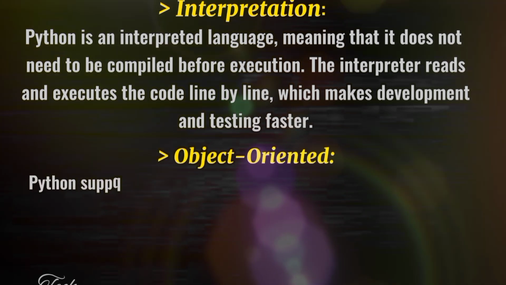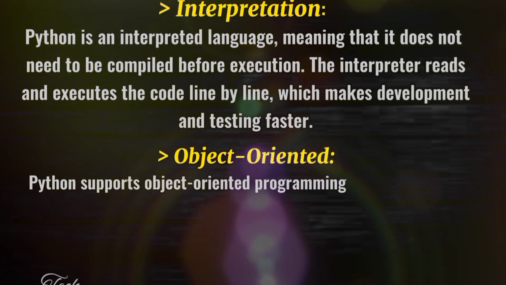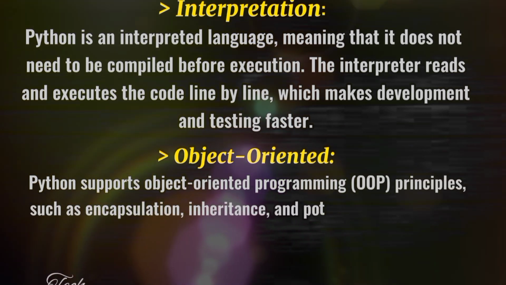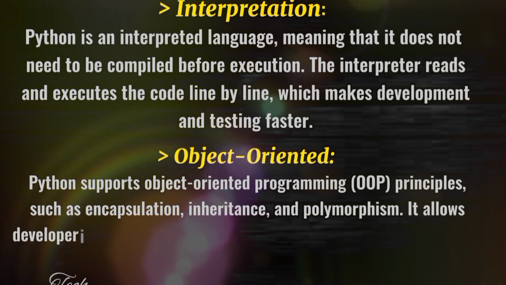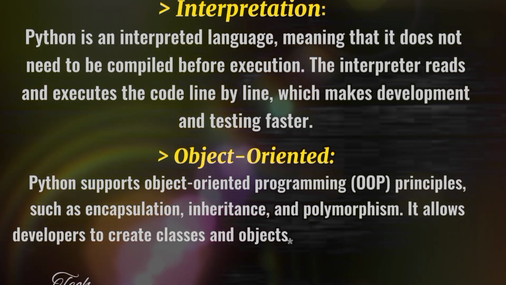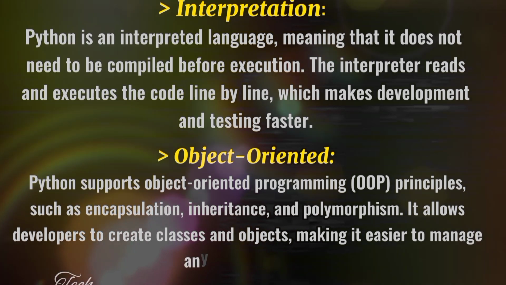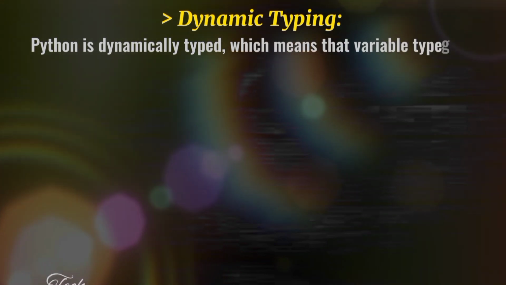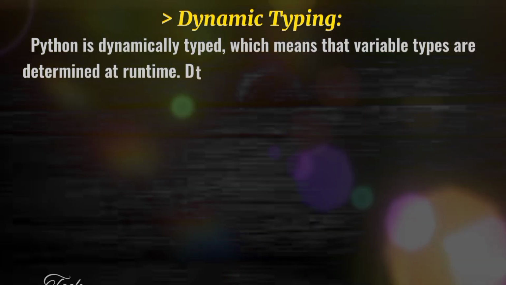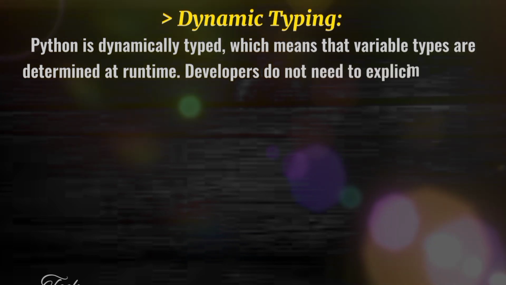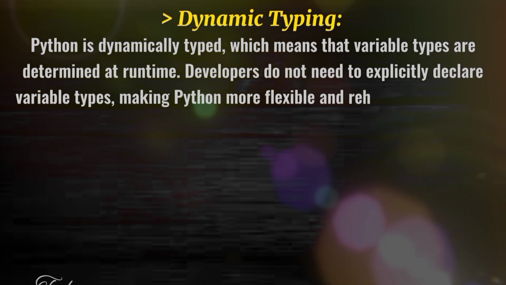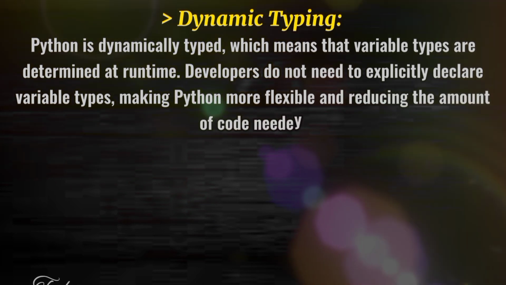Object-oriented. Python supports object-oriented programming principles, such as encapsulation, inheritance, and polymorphism. It allows developers to create classes and objects, making it easier to manage and organize code. Dynamic typing. Python is dynamically typed, which means that variable types are determined at runtime. Developers do not need to explicitly declare variable types, making Python more flexible and reducing the amount of code needed.